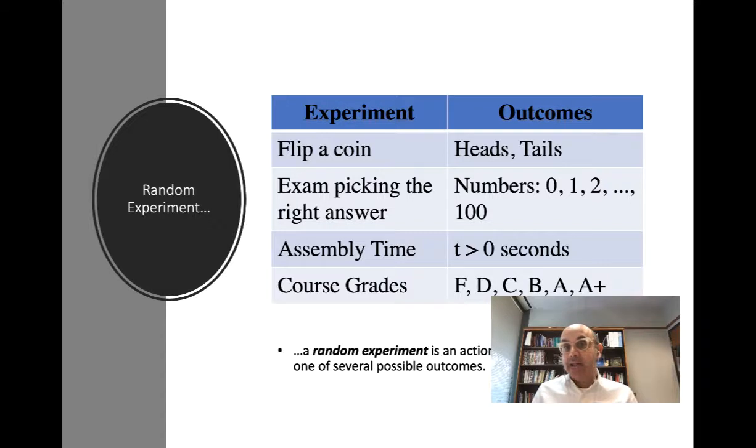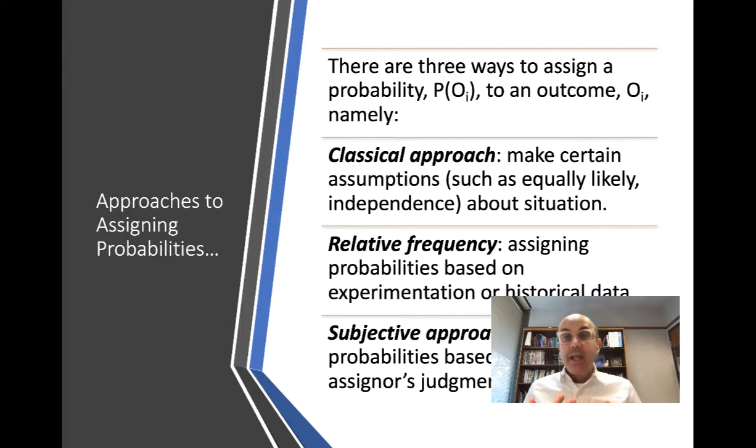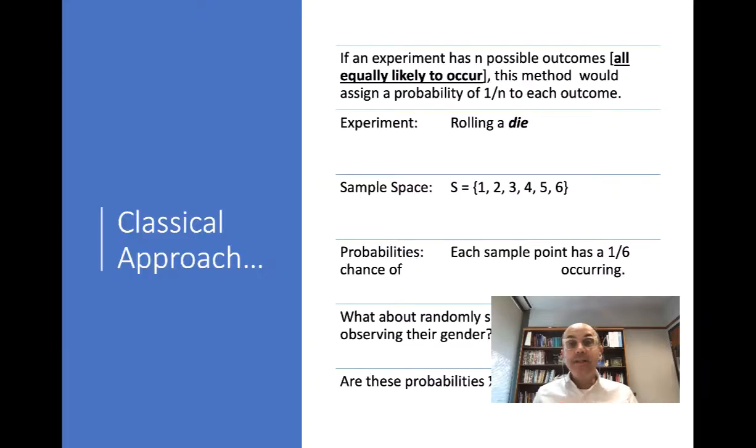So a random experiment is an action or a process that leads to several possible outcomes. There's a way for us to assign probability. There's the classical approach, relative frequency approach, and the subjective approach. Each one of them has a plus and a minus. So the classical approach is that if the experiment has n possible outcomes, this method would assign a probability of 1 divided by n to each outcome.